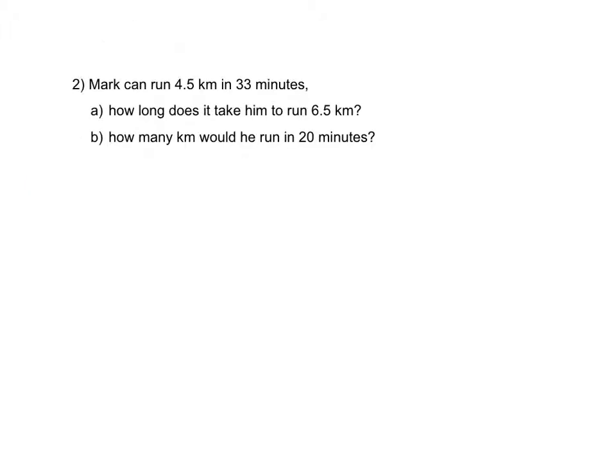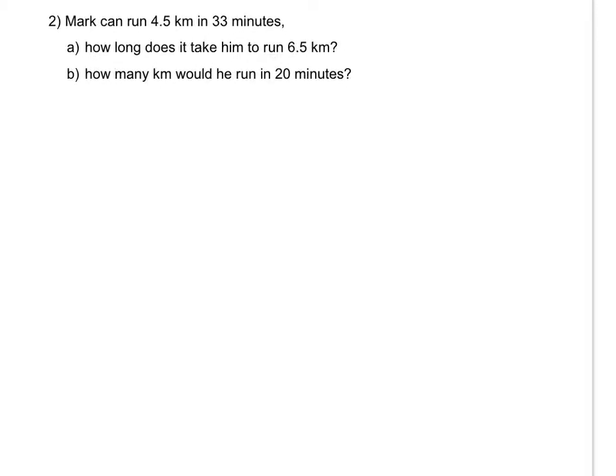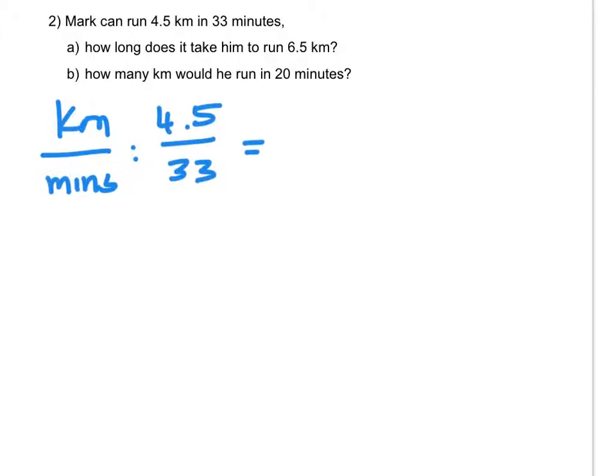Next one. Again, Mark can run 4.5 kilometers in 33 minutes. So what we're talking about is kilometers over minutes. So, 4.5 kilometers, 33 minutes. We want to know how long would it take him to run 6.5 kilometers. So 6.5 kilometers, how many minutes? You're using your calculator, you're going to get your answer. So you're going to do 33 times 6.5 divided by 4.5, and you might get a decimal as your answer. I would say on this one.